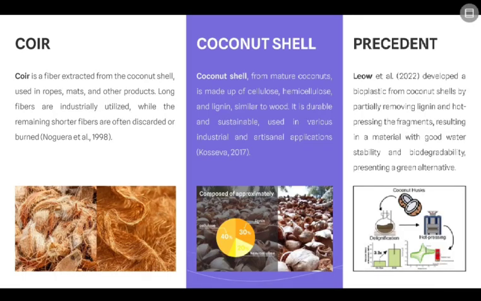Now, let's look at two materials. Coir is a fiber from the coconut shell, used in ropes and mats. Similarly, coconut shell, from mature coconuts, contains cellulose, hemicellulose, and lignin. Similar to wood, Louis L. created a biodegradable bioplastic from coconut shells by partially removing lignin and hot pressing the fragments.